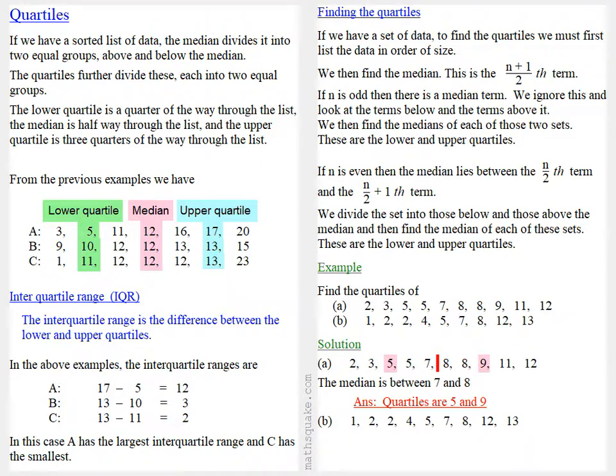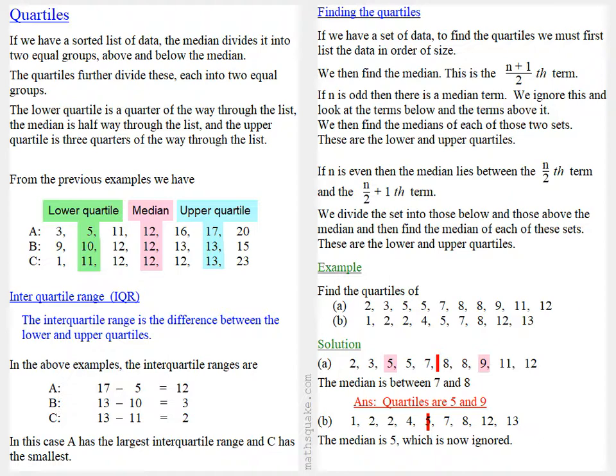In part B, we've got the numbers 1, 2, 2, 4, 5, 7, 8, 12 and 13. Now in this case there are 9 numbers, so there is a median. To find the median, we want the n plus 1 over 2th term. That is the 9 plus 1 over 2, the 5th term. So the 5th term is 5, so we eliminate 5.